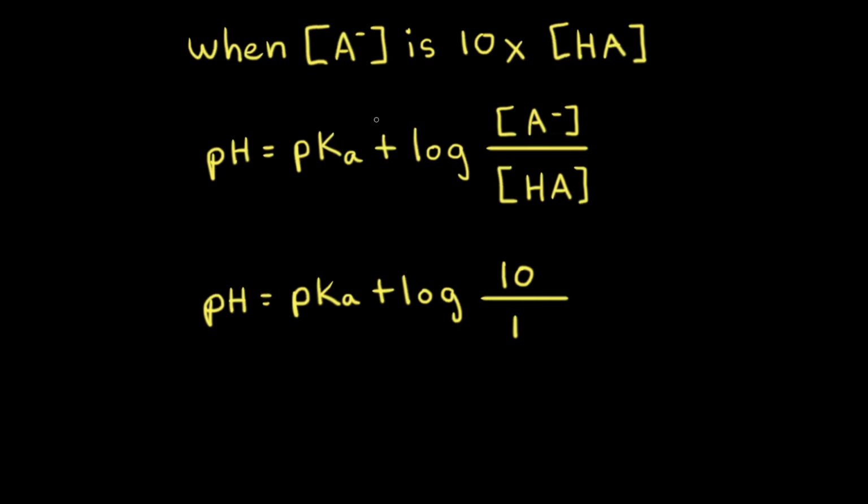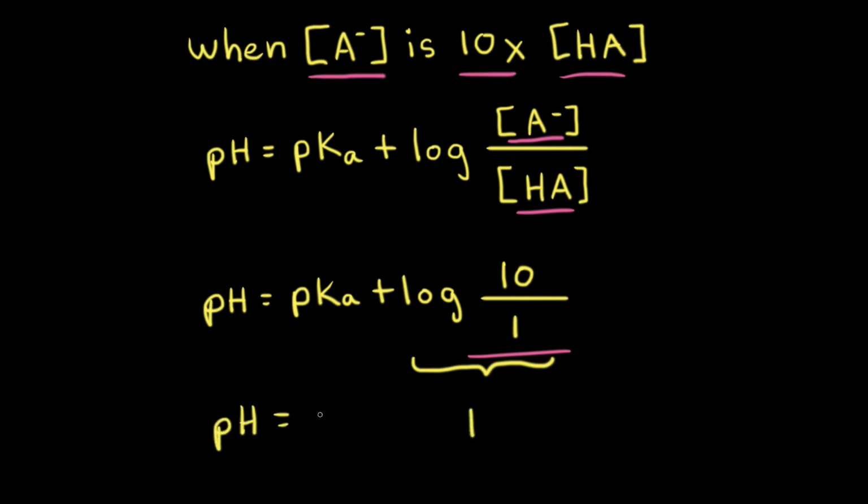So let's calculate the pH of the buffer solution when the concentration of the conjugate base is 10 times the concentration of the weak acid. Looking at the Henderson-Hasselbalch equation, if the concentration of the conjugate base is 10 times the concentration of the weak acid, the ratio is equal to 10 over 1. And the log of 10 is equal to 1. Therefore, the pH of the buffer solution is equal to the pKa value of the weak acid plus 1. This value for the pH represents the upper limit of the effective pH range.